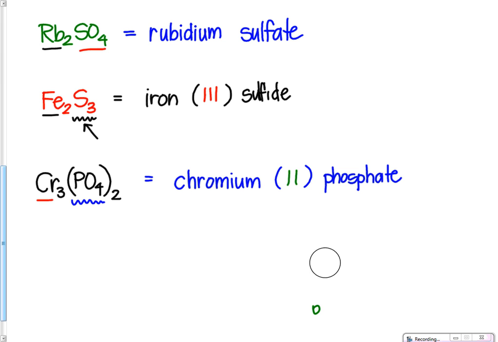All right, I think hopefully that is going to cover how to name ionic compounds. And so you will have a learning check to do the next time you're in class.